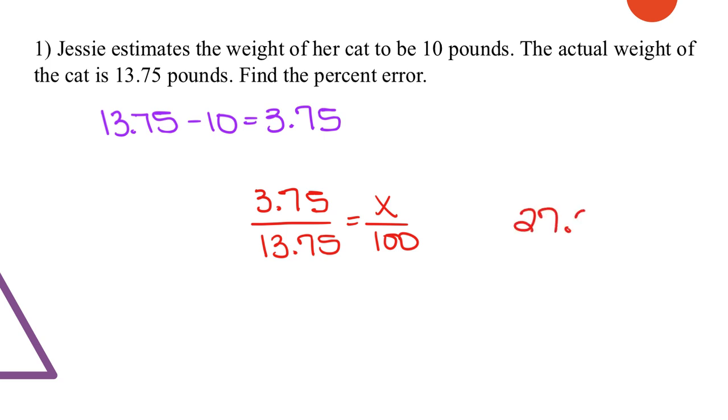So 27.3%? That's what I got, guys. Okay, that is the percent of error. Exactly. But here's my question. We said being off by about 3 to 4 pounds wasn't a big deal because you just picked the cat up and guessed. But a 27% error, is that a big deal?